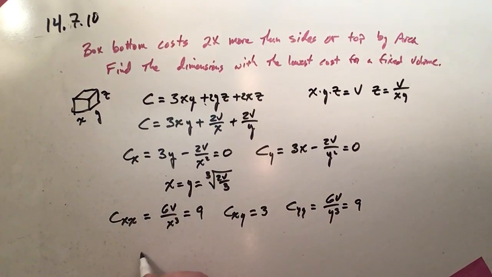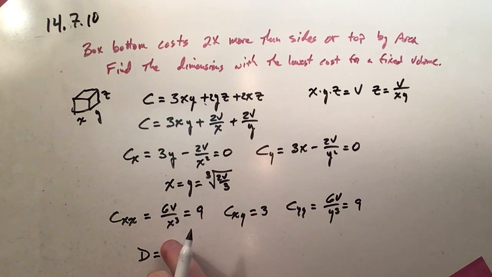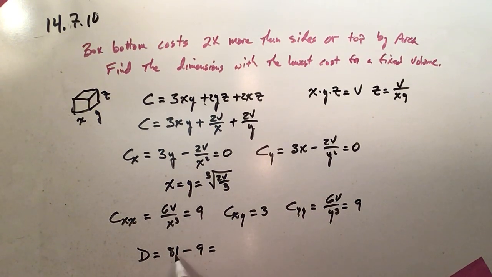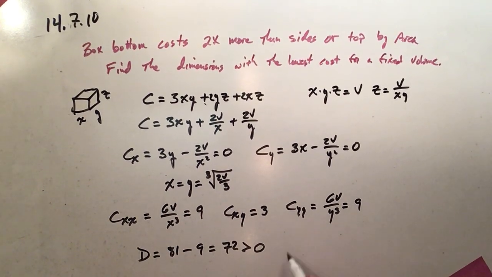So that means our discriminant is equal to the product of the two double derivatives, and that's 81. And then we subtract from that the value of the cross term squared, and that's 9. So this is going to equal 72, which of course is much, much bigger than 0. Not only that, but C double X is positive, and that means this is a minimum. So the critical point is the minimum value we were looking for.